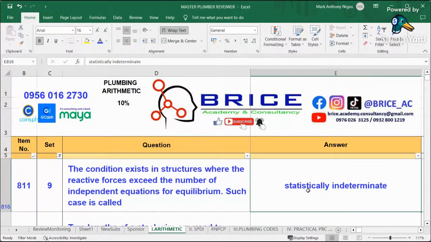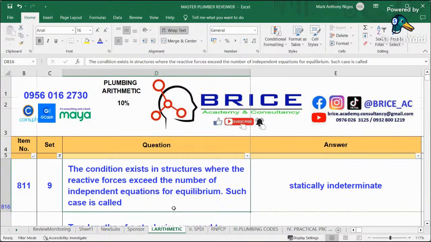811. Set 9. The answer is statically indeterminate. Static kasi yan eh. Condition exists in structures where the reactive forces exceed the number of independent equations for equilibrium. Such case is called statically indeterminate.